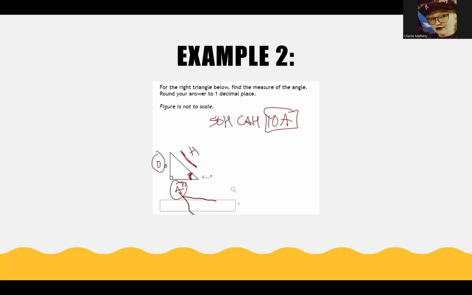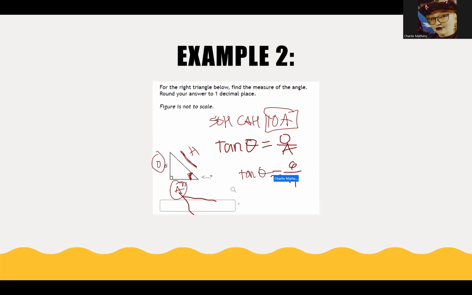You don't have the angle. So you know that your tangent of the angle is going to equal your opposite over your adjacent. So that means it's going to equal 6 over 11 is the tangent of your angle.